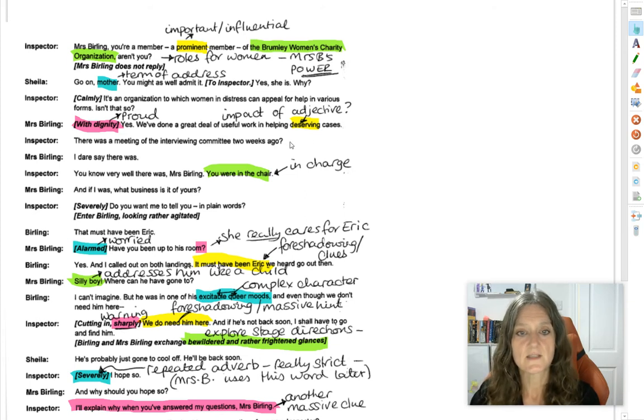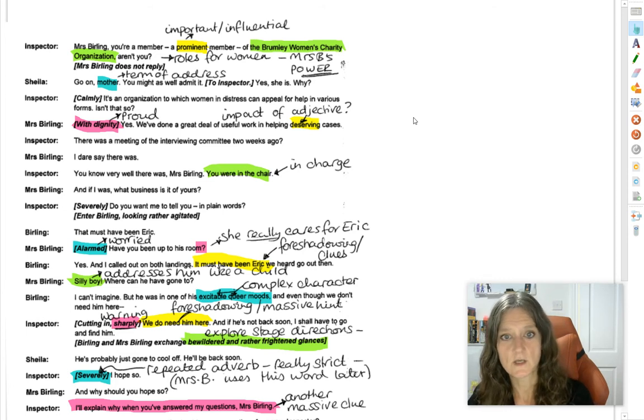I thought this adjective, deserving, was really interesting, because who decides who is deserving of charity and who is not deserving of charity? Surely, if you're in trouble, your need is equal. But actually, this is how Mrs. Birling gets to wield her power. She has the decision to make who is deserving and who isn't.